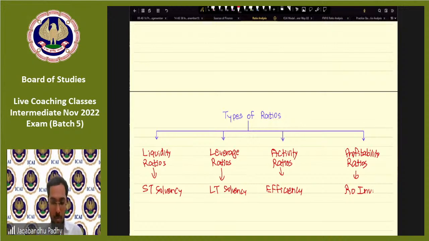Okay, let me just come back to this type of ratio. We have this set of ratios that we are going to look at. One is about the liquidity, the other is about the leverage, then activity, and then profitability ratio. Long-term solvency and short-term solvency is basically determining whether the company is capable to pay the dues, pay its creditors, whether the company is capable of paying its short-term creditors or long-term creditors.